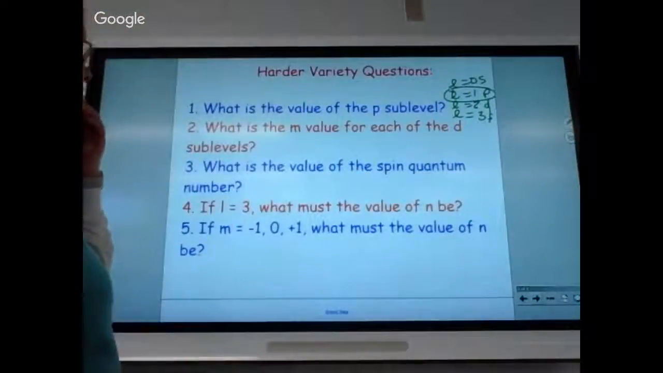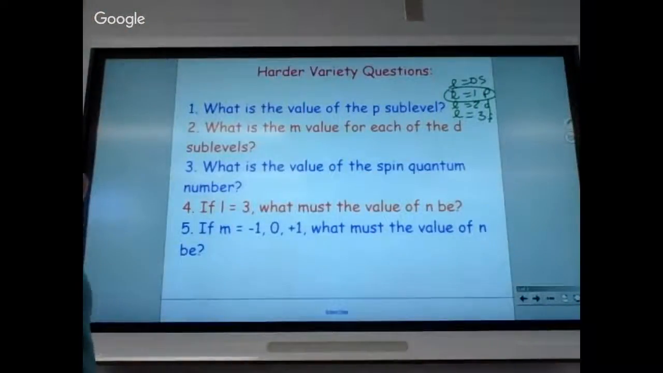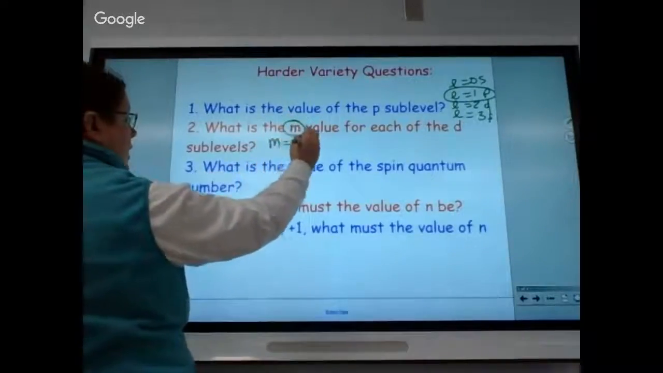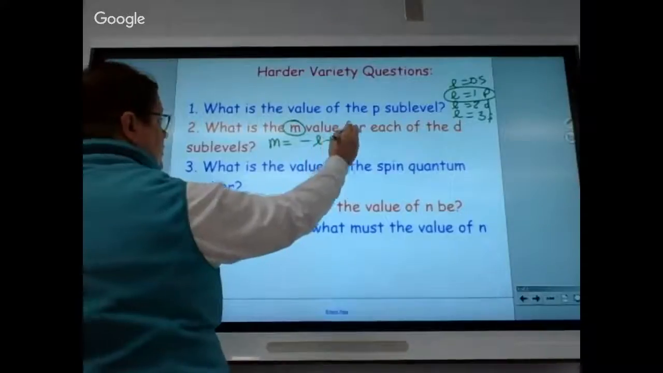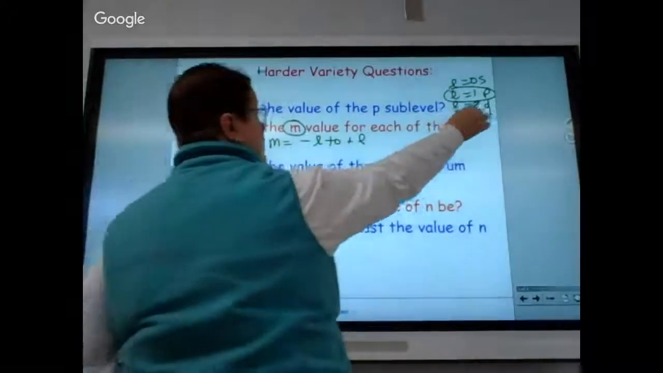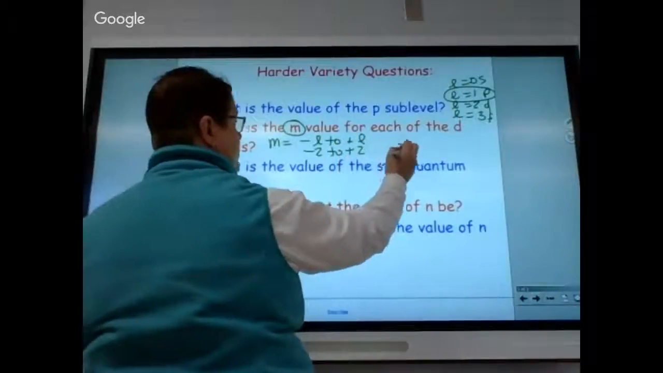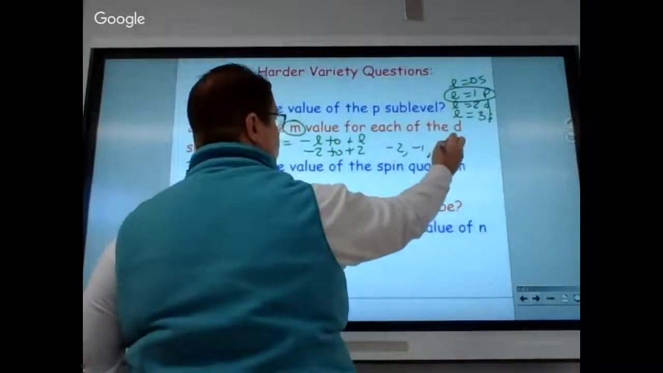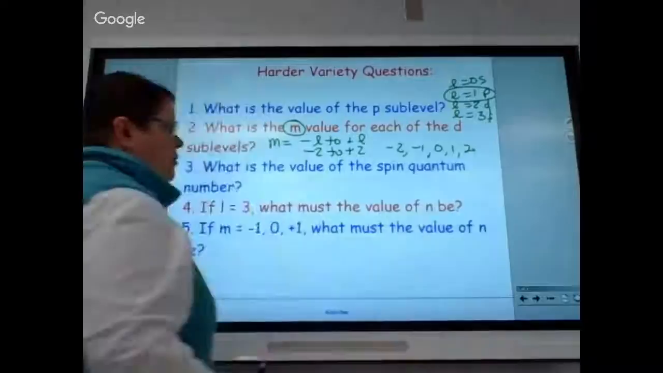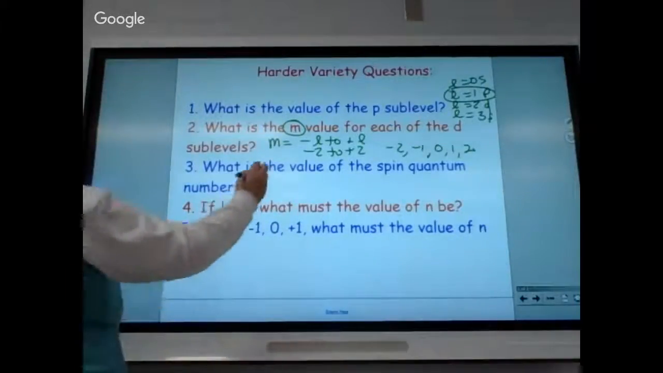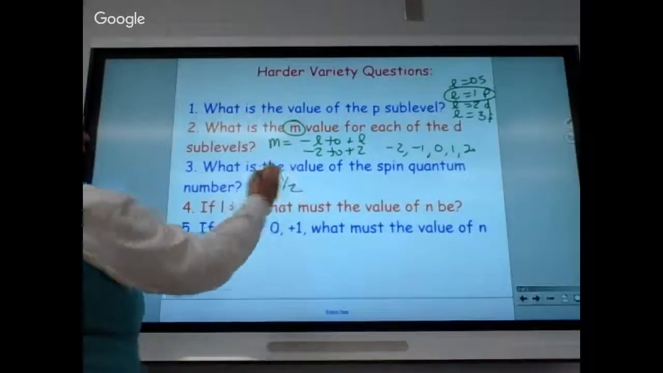Okay? So in number 2, what's the value of the D sublevel? M value, M is equal to minus L to positive L. D is 2, so minus 2 to positive 2 would be minus 2, minus 1, 0, 1, and 2. Now, what's the value of the spin quantum number? Positive and negative 1/2. Good.